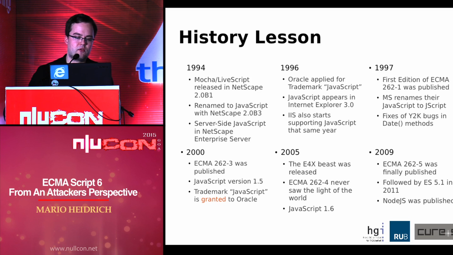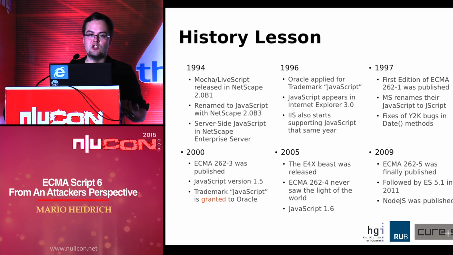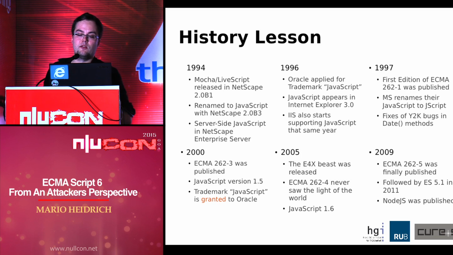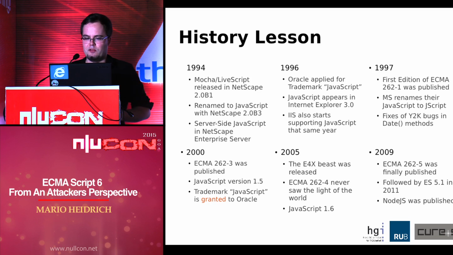In the same year, ECMAScript 262-4 should have been released, but wasn't, because they decided, no, actually it's not ready yet, let's wait a little bit. However, they decided to release JavaScript 1.6. And ultimately, in the year 2009, ECMAScript 262-5, what we know today as ES5, or ECMAScript 5, was released, quickly followed by ECMAScript 5.1 in 2011. And in the very same year, Node.js was also published. So it's almost, let me not estimate this, almost 15 years after they first ran JavaScript on the server.